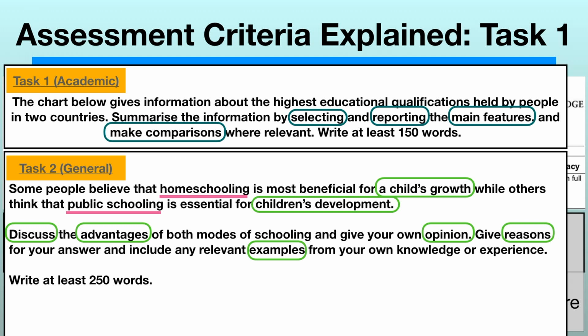So basically, you need at least 2 body paragraphs. The first is a discussion about the respective upsides of homeschooling and public schooling. The second body paragraph is argumentative in nature, and in this paragraph you're trying to persuade the reader into believing which mode of schooling is better for a child's development.